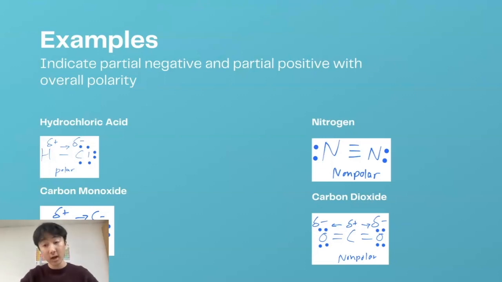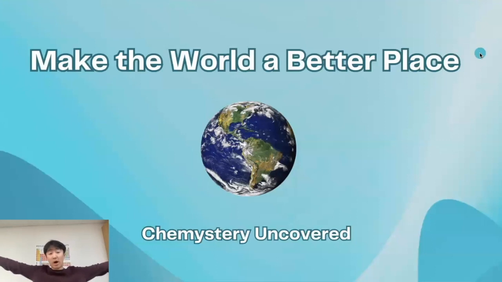And for carbon dioxide, now this one's interesting because this one has two bonds, right? The carbon bonding to two oxygens. And so here, while the oxygens are still partially negative and the carbon's partially positive, it's nonpolar because the electronegativity polarity cancels out.